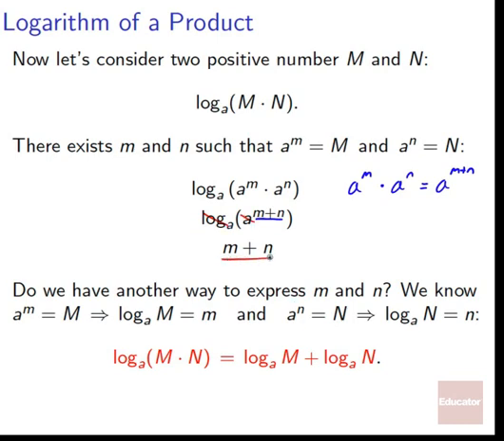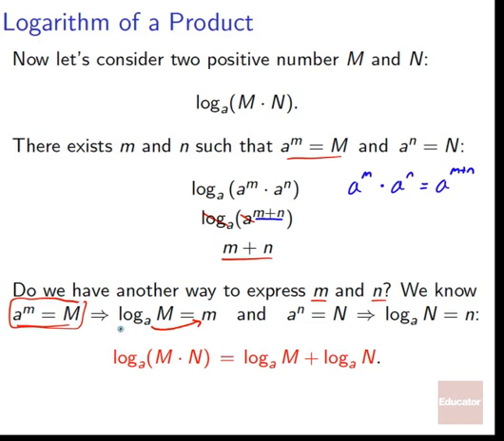Now we can ask ourselves, do we have another way to express little m and little n? Well, from the beginning, we know that a to the little m equals big M. That was how we set this up. So log base a of big M equals little m, right? Because if we raise a to the little m, we get big M. So we can express it in its exponential form or its logarithmic form.